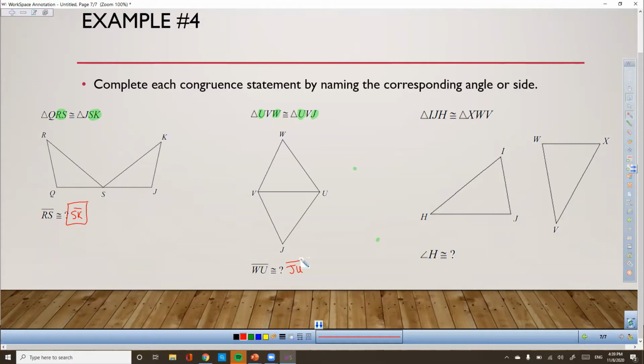Now, this one, they're asking me for angle H. Well, angle H, since it's the third letter here, I know that angle H is going to be congruent to what angle? Angle V. Even though I don't have my triangles labeled, even if I didn't even have the triangles, I can get all of that information just by knowing my congruency statement.